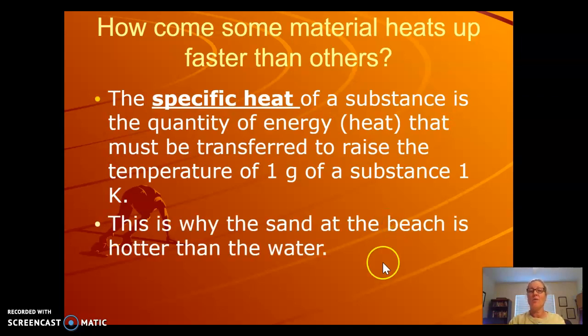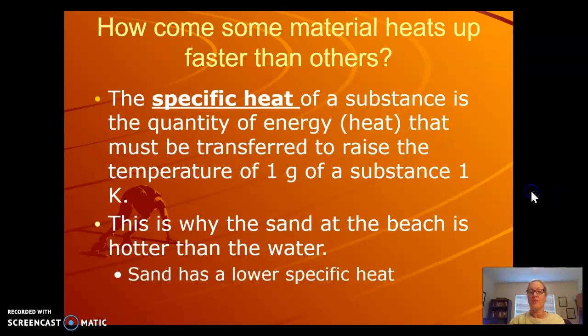And that's why when you're at the beach, the sand always feels a lot hotter than the water, not because there's more or less of it, but because the specific heat of the sand is different than the water. Water has a very high specific heat, which means it takes a long time for it to warm up, whereas sand's specific heat is much lower and it gives you much more energy than the water does.